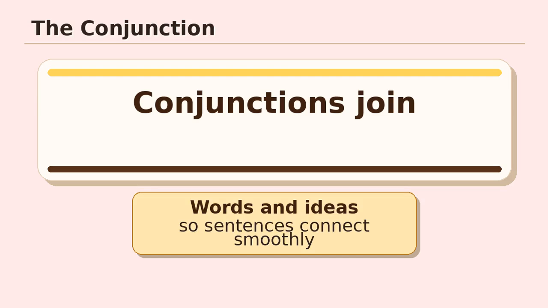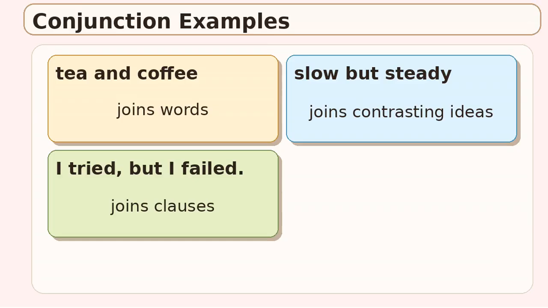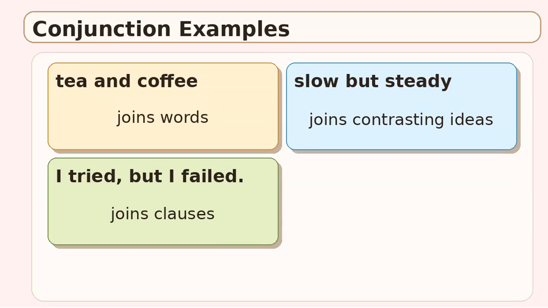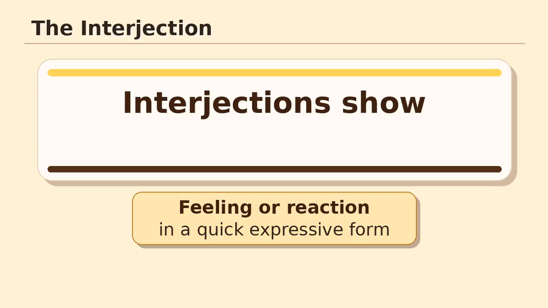It helps English flow instead of sounding broken into separate pieces. Some conjunctions join similar items. Others join larger ideas, including full clauses. An interjection expresses sudden feeling or reaction. It is often short, emotional, and sometimes followed by an exclamation mark.